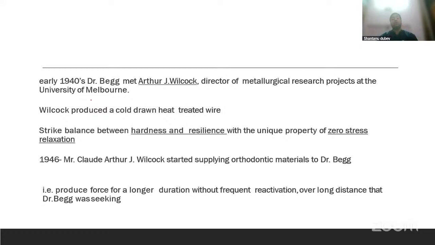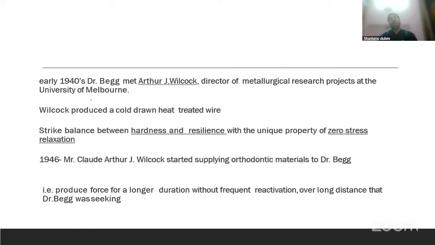So he was basically a student of Angle. To practice, he went to Australia. In Australia, he observed cavemen and their teeth, and from that inspiration, he derived his technique, which was called Begg's technique. And for his technique, he was looking for a particular type of wire which would cause that particular type of movement. Why was he looking for that?